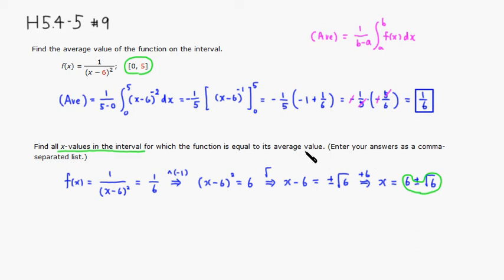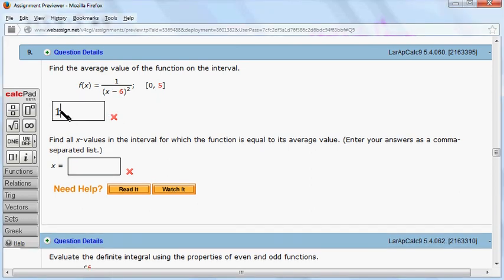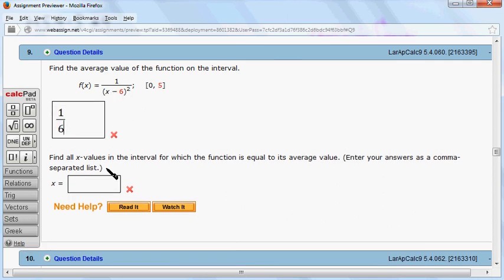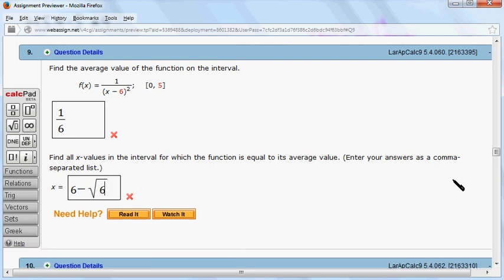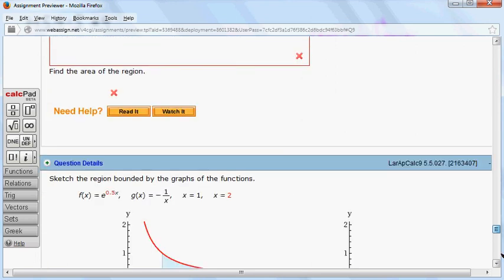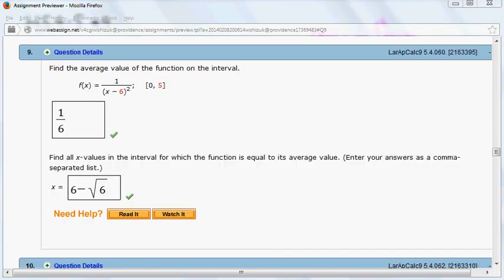Alright, so let's type it in. The average value was 1 over 6. Then the x value is 6 minus square root of 6. Let's check the answer. It came back and looks like we got these correctly. Alright, that's it. I hope that this was clear.